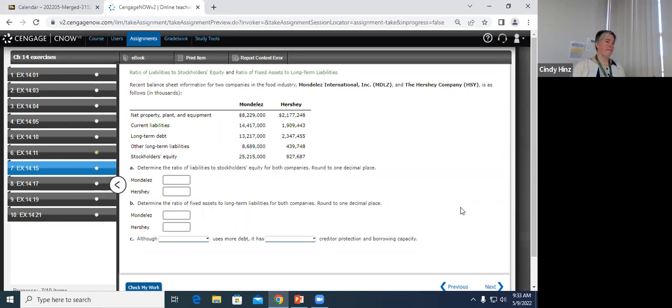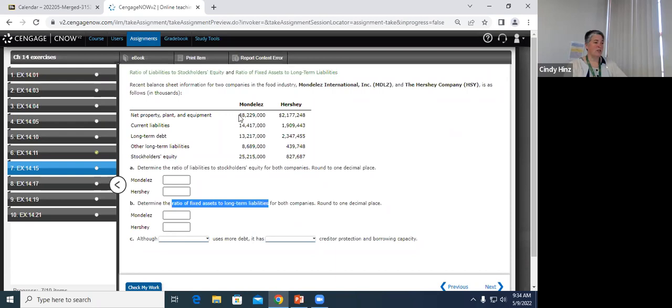So for what it's worth, the description or the name of these ratios is pretty clear. It tells you exactly what the ratio is going to be. Liabilities to stockholders' equity. So let's do that for Mondelez. Now, Mondelez and Hershey Company are both food companies. And so if we're a Hershey Company, we might want to compare ourselves. How are we doing compared to Mondelez?